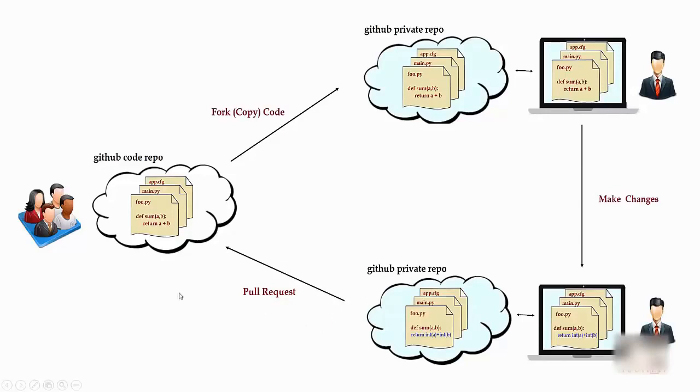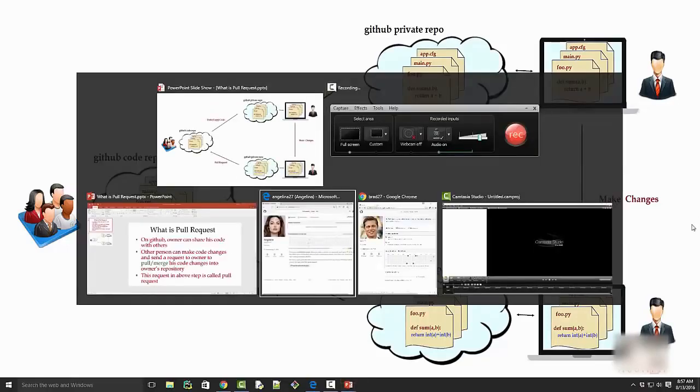So a pull request allows you to start a conversation around that code change between the owners and the code contributor. This promotes collaboration, and the pull request is one of the reasons why GitHub has become very popular. Okay, now let's look at the demonstration.